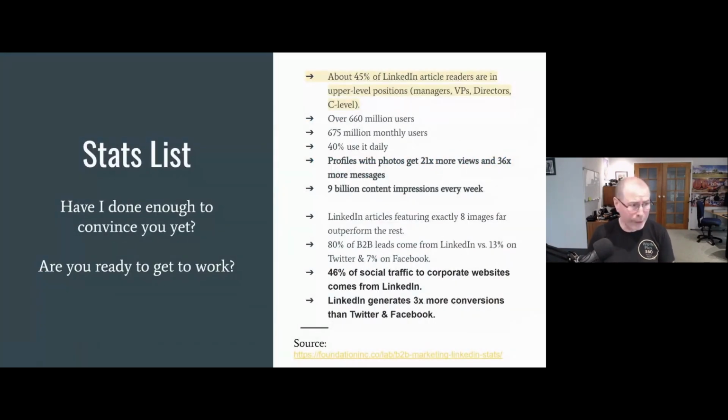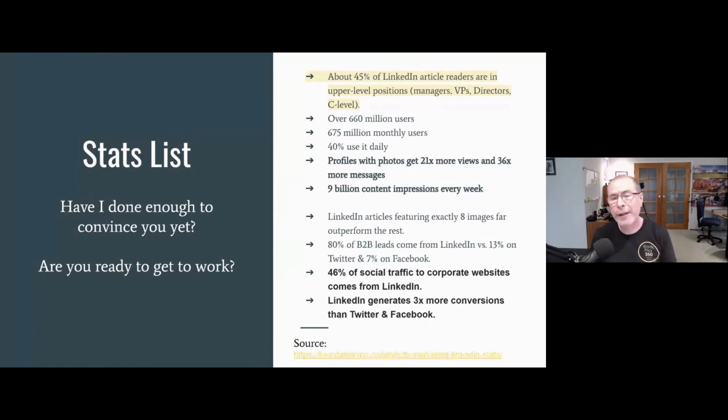So when we look at the stats, this is one of the ones that really blows my mind in terms of how powerful it is for decision making. If there are 675 million monthly users on here, and about 45% of the LinkedIn article readers are upper C-level people, these are decision makers. These are people who are actually spending money, right? We want to make sure that we're talking to those people and giving them reasons to benefit from the services we can provide as photographers. So this is a really, really important thing.